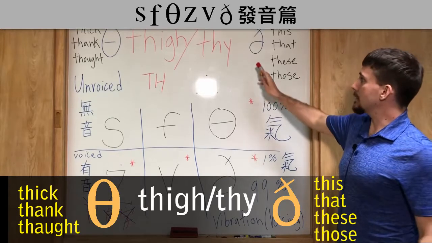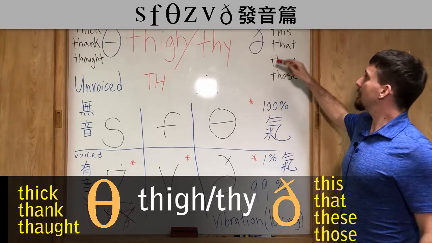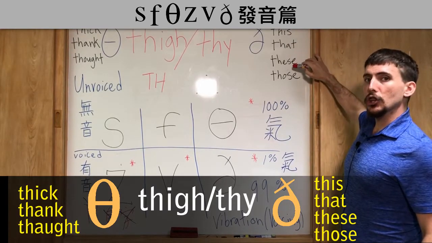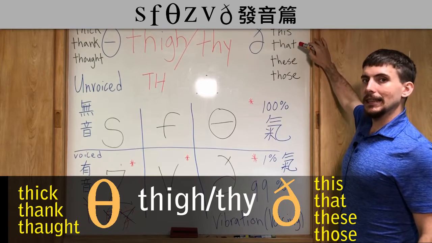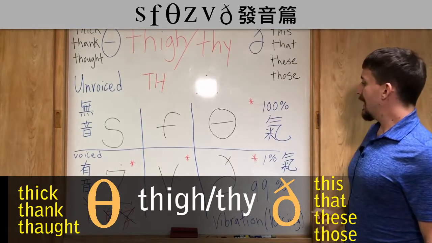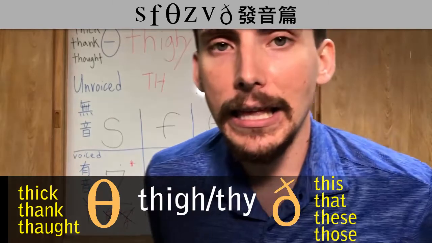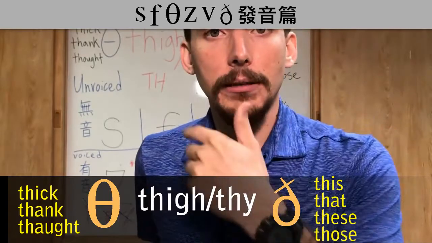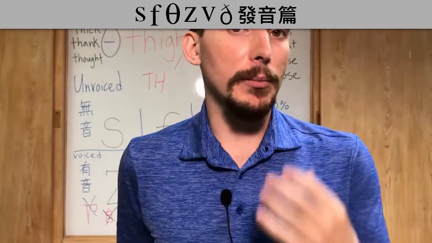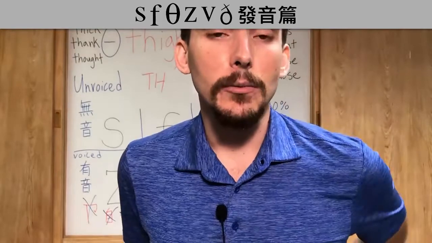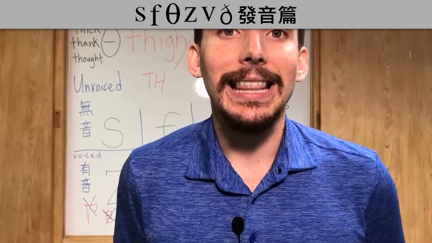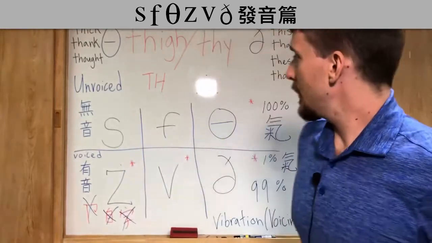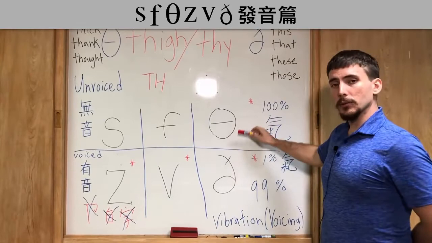Now let's move to the voiced sound. This, that, these, those. Notice my lips did not touch my tongue. You should be able to see the upper and the lower teeth when you make either TH sound. This, that, these, those. Let's practice one more time, going back and forth between the two.